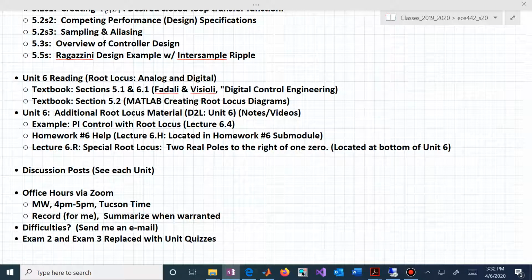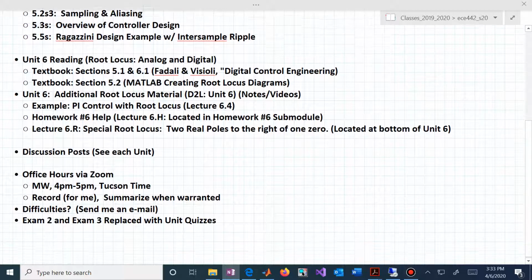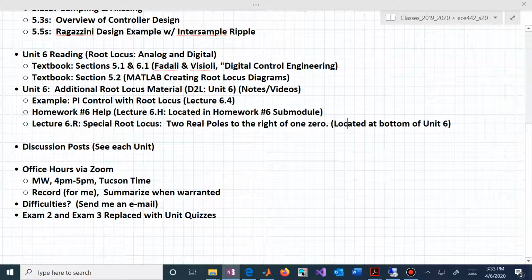Again, if you have questions in general with respect to any of these units, please post those in the discussion posts. We will continue to have office hours via Zoom, and if you have any difficulties with the course or with your studies in general, please let me know. And the quizzes have now replaced Exam 2 and Exam 3 for this semester.